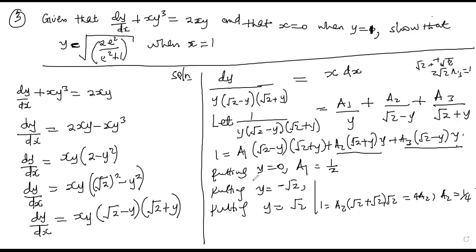Then for this value here, when you substitute negative √2, you're going to get a3, and our a3 is going to be negative a quarter. A3 will be negative a quarter.